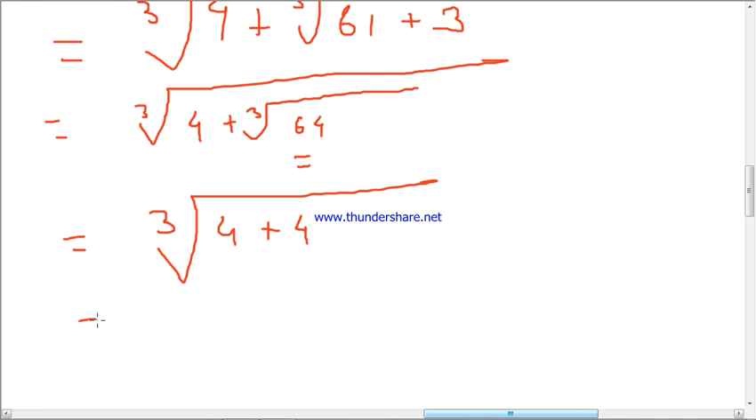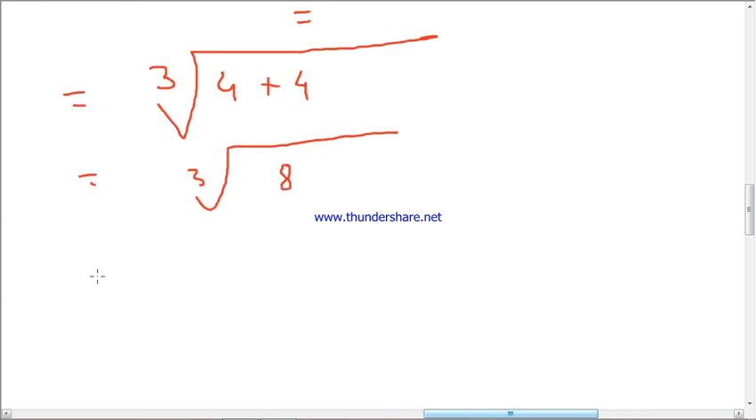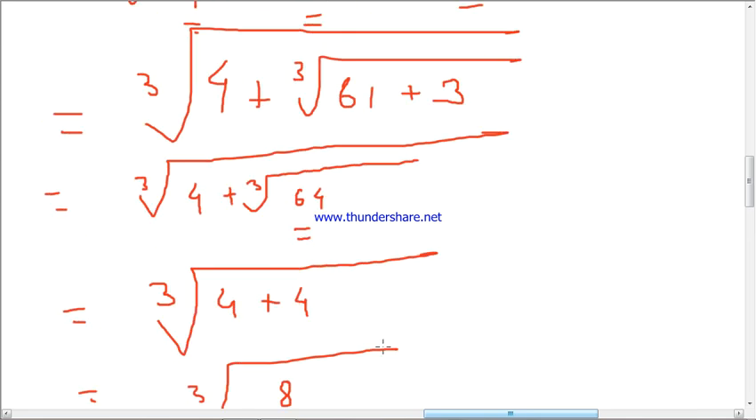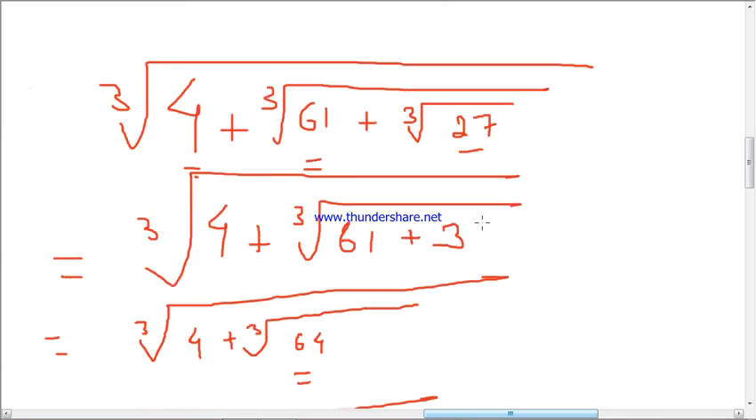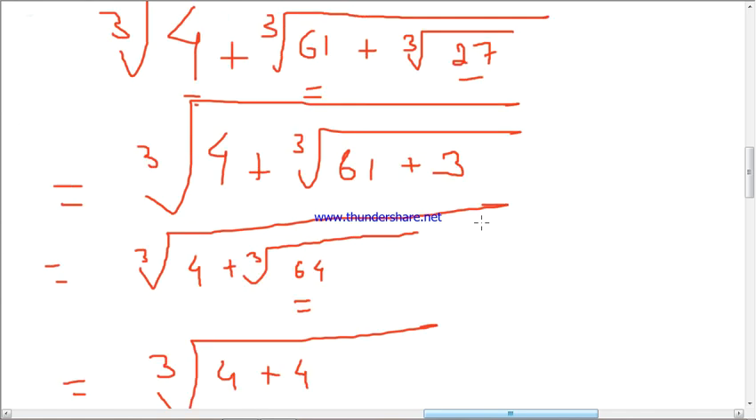Next line you write cube root of 4 plus 4, which is how much? 8. Is 8 a perfect cube? Yes it is. By what? I think it is 2. Therefore your answer is 2. This is how we solve. It looks very complicated, but if you know the table of cube numbers by heart, then it becomes very easy.